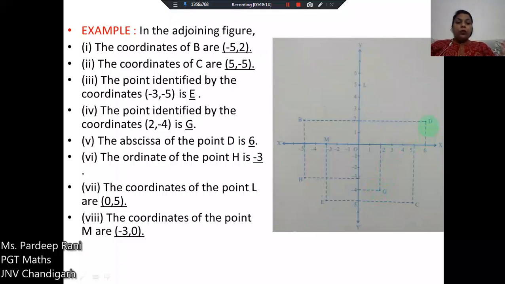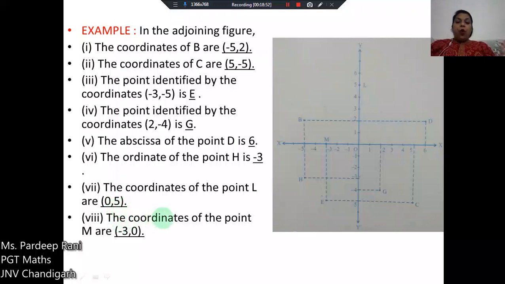If we come to the point D and we have to know about its abscissa, it is 6 units, and the ordinate of the point H is -3. Now if we come to point L, since it is lying on the y-axis at a 5 units distance in the positive direction, its x-coordinate will be 0. So the coordinates of point L are (0, 5).